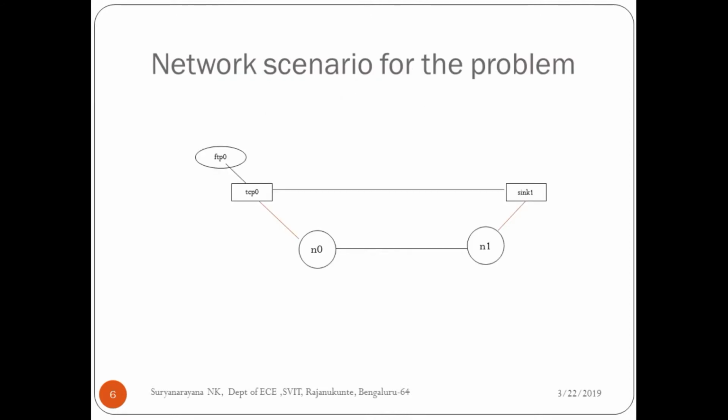Let us try to write the scenario for this problem. There are two nodes N0, N1, and it is connected by duplex link. Here TCP0 is the agent connected at the source and sink1 is the agent connected at the destination. So these two agents, source agent and destination agent, are connected. Corresponding to this agent, I am going to add agent application, that is FTP0.